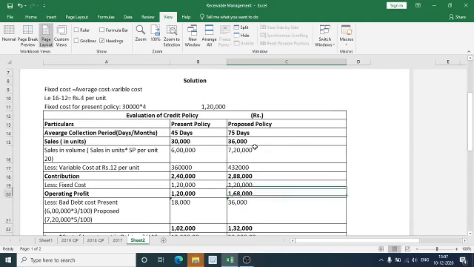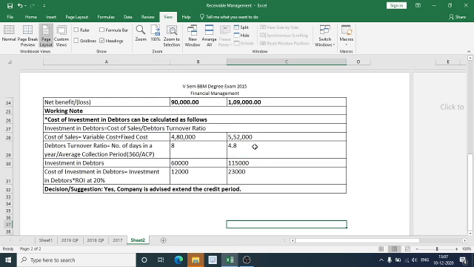So ultimately, our conclusion or decision: the company is advised to extend the credit period. So they can go for liberalizing the credit terms. They can go for the proposed policy. Like that, you have to give your concluding remarks.